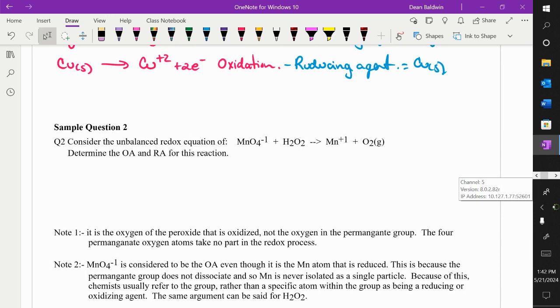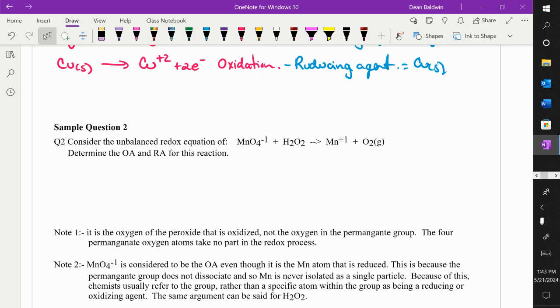MnO4 minus, does anybody know what that's called? You're going to see it a lot in this class because it gets used a lot in reduction. Yeah, it's permanganate. All right, it's a deep purple. You're going to see it a lot because it's used a lot in oxidation reduction reactions. Okay, so we got MnO4 minus. What's H2O2? Hydrogen peroxide. Goes to Mn plus O2 minus.